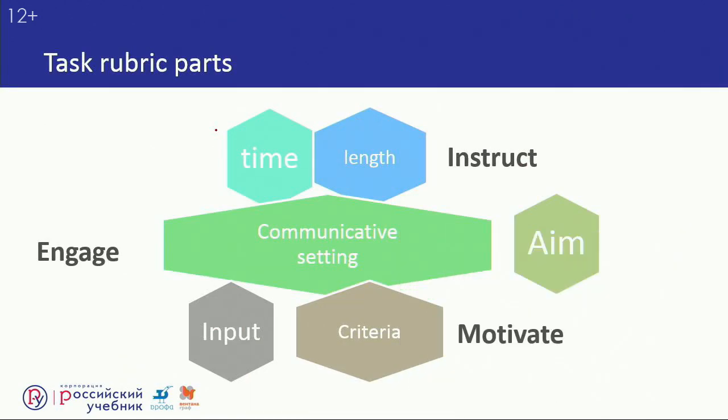And if we think about different elements, then we can actually see that the components of the task that we have already discussed, the parts, they have to deal either with instruction or with engagement or with motivation. So, for example, the length and the time limit is the instruction bit. The communicative setting and the aim is the engagement bit. And criteria and target input is the motivational bit.